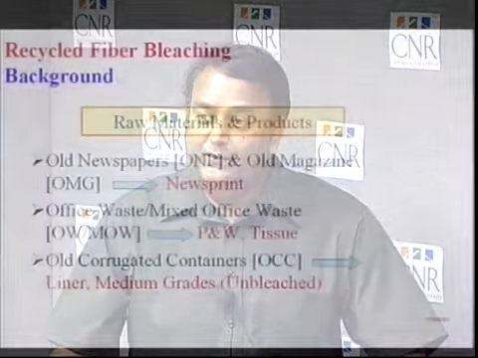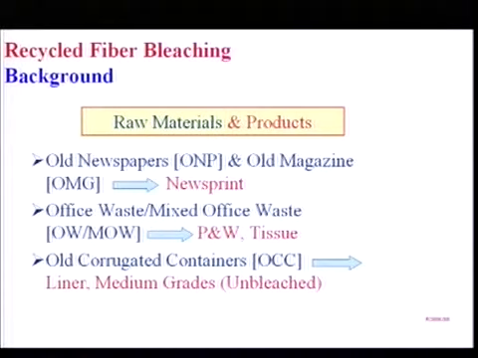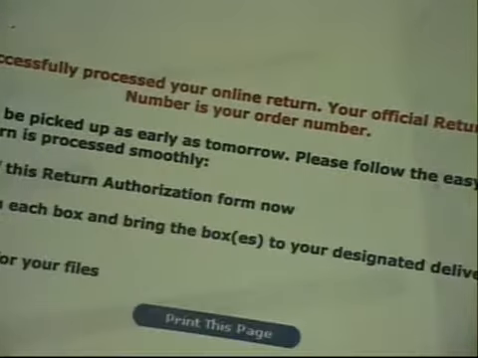The second type of recycling is called mixed office waste or office waste recycling. Mixed office waste contains a high amount of laser and Xerox printouts, like I have shown here, and also various color paper. These are present in that. That's why it's called mixed office waste. This is recycled to make tissue and towel grades and also writing and printing grades of paper.